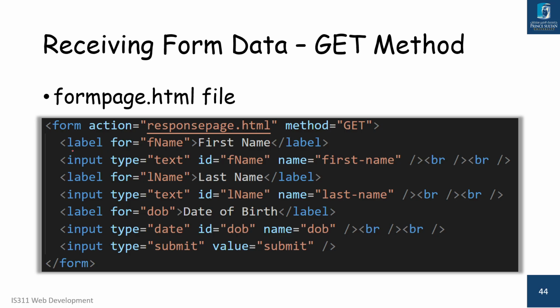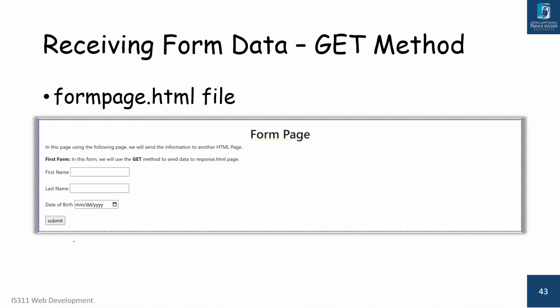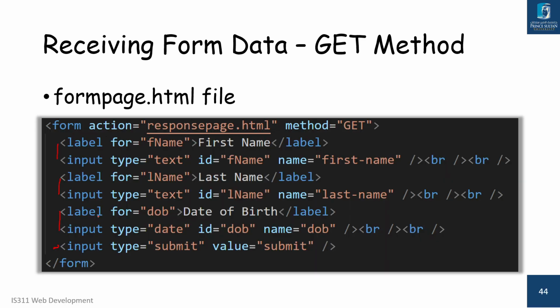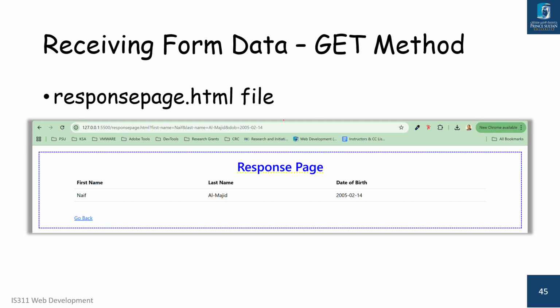And then here we are giving the label and the input, label and the input, label and the input, and then this is our submit button. That is the code which actually generates this specific form on our page. When we click on that, because it's a get method, it has a first name, Naif, last name, Al Majid, and then date of birth. Inside the response page, I receive that information and show it as a table.